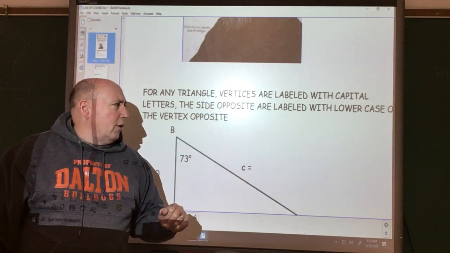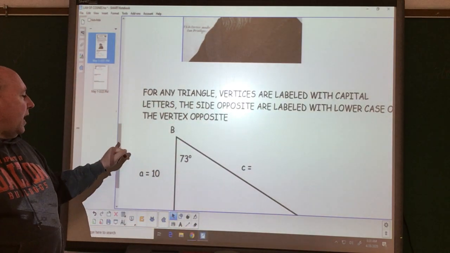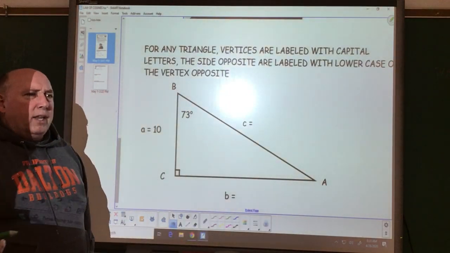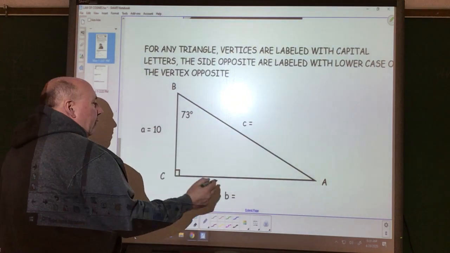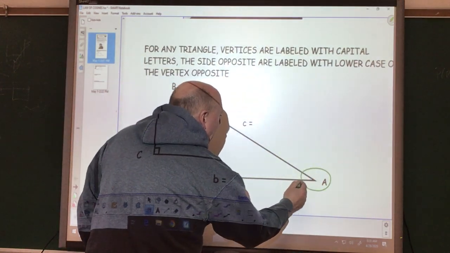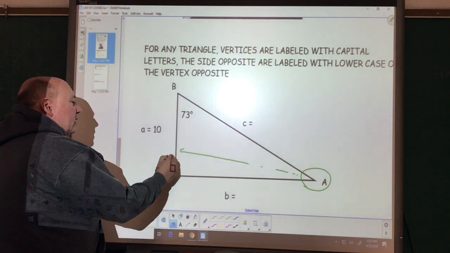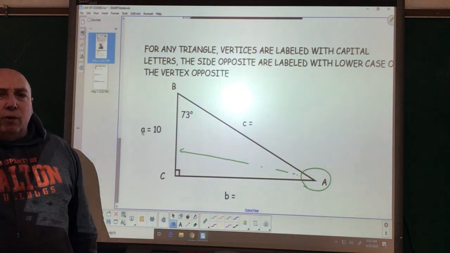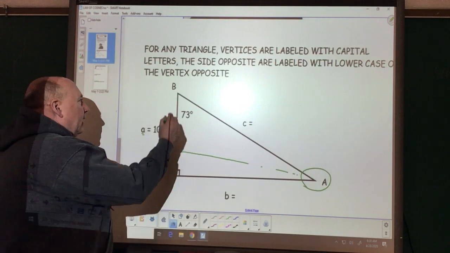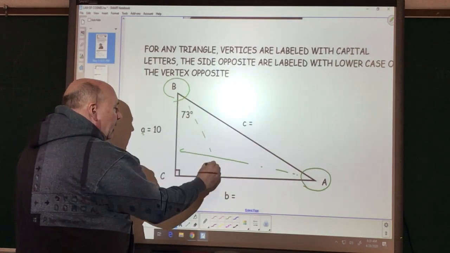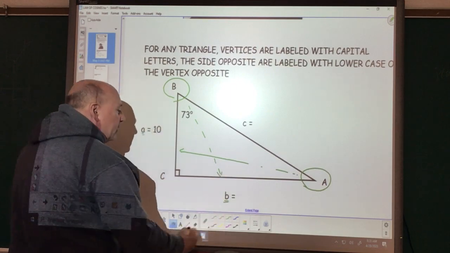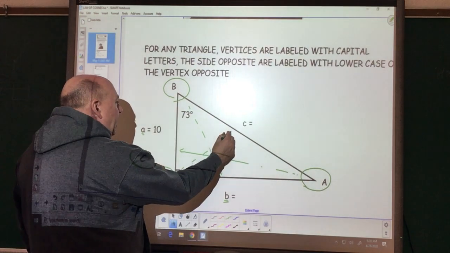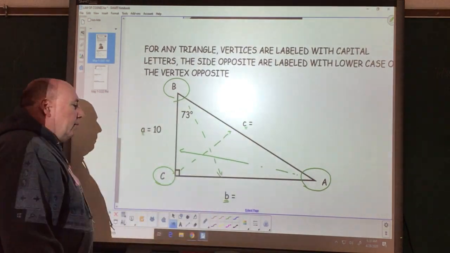Another aspect of triangles is that for any triangle, the vertices are labeled with capital letters and the sides opposite are labeled with the lowercase of the opposite vertex. This is a nomenclature that typically occurs: if this angle is big A, here is my side opposite, labeled with a lowercase a. Here is big B, and the side opposite is little b. And here is big C, and the side opposite is little c.